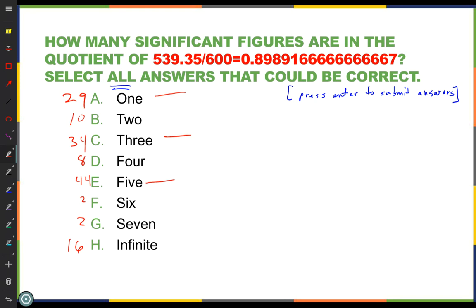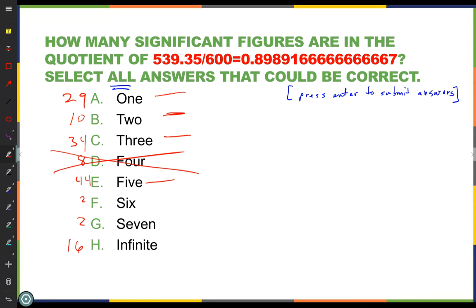Oh, I mean, it could be 60. It's not specified. Colton says it could be that the 600 is good to 2 decimal points. It's not specified, it's ambiguous, and that's correct. So all of those could be correct. 4 could not be correct. It can't be correct because that 600, if it has more than 3, it has infinite.